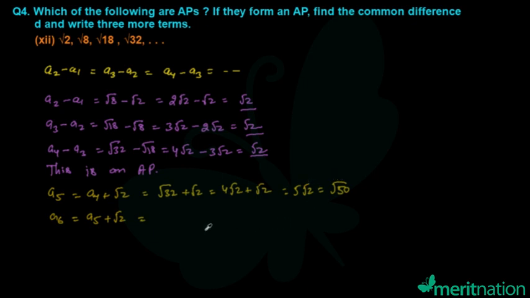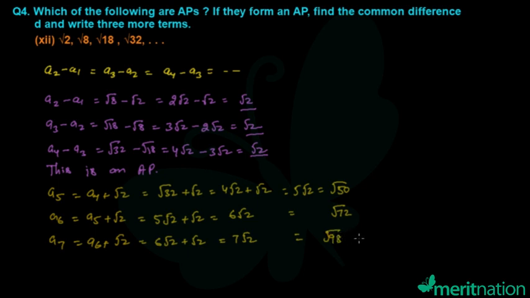So let's write 5 root 2 here. 5 root 2 plus root 2 becomes 6 root 2, and further it can be written as root of 6 times 6, 36, 36 times 2, 72. So root 72. The seventh term is equal to the last term a6 plus the common difference root 2. In place of the sixth term, we can write 6 root 2 here. 6 root 2 plus root 2 becomes 7 root 2. 7 root 2 can be written as 7 sevens 49, 49 times 2, 98. So root 98. We have found 3 terms. This is the answer of this part.